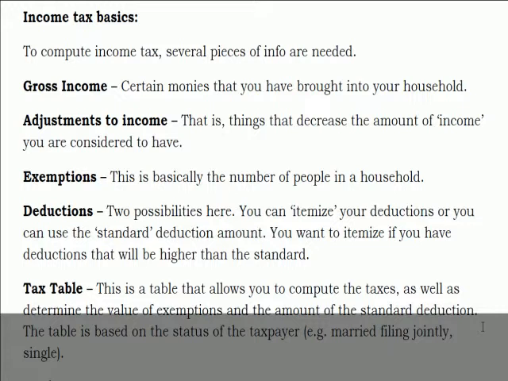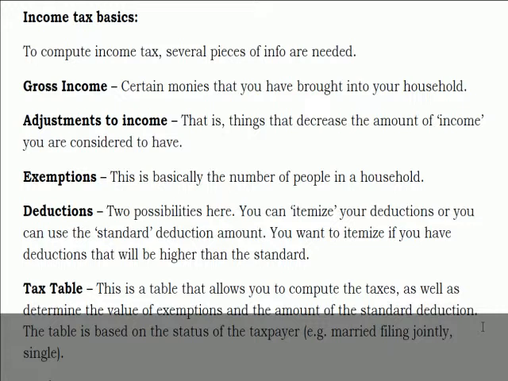There's also an exemption. An exemption represents, well, it's basically the number of people that live in your household, and I'll talk about this a little. We're not going to be as specific as the IRS is, but in total, you will be able to subtract off from your income some amounts based on the number of people that live in your household. And that's what the exemption idea gets at.